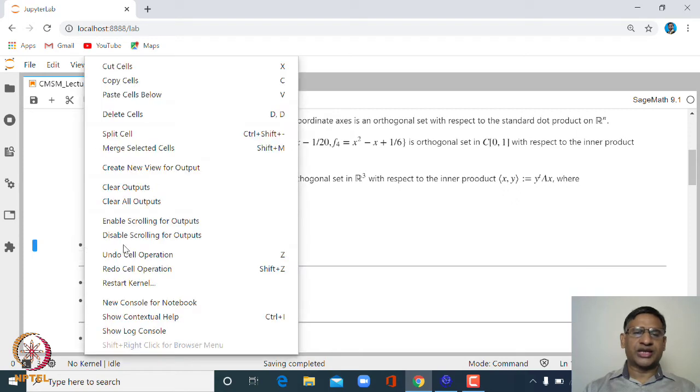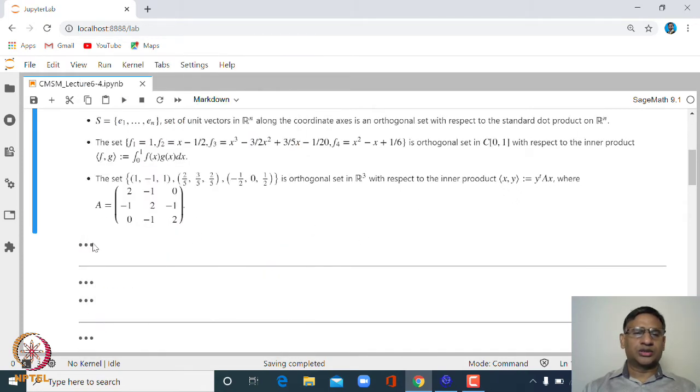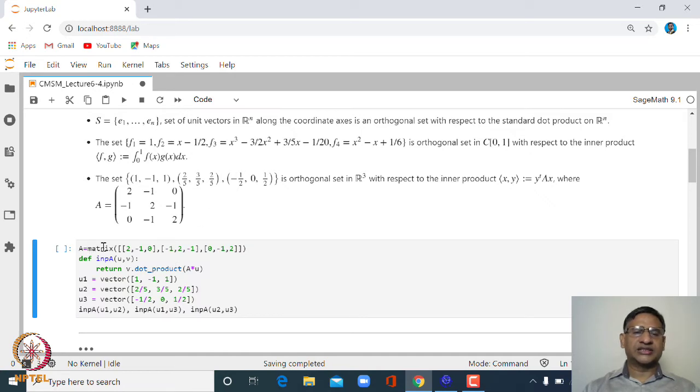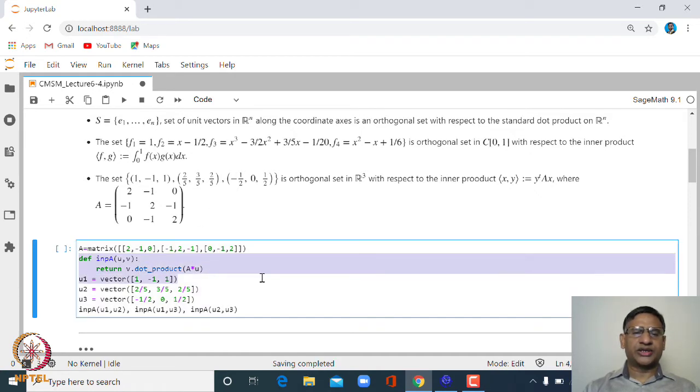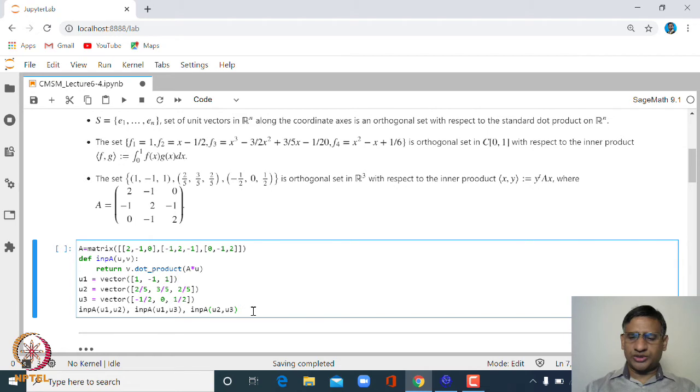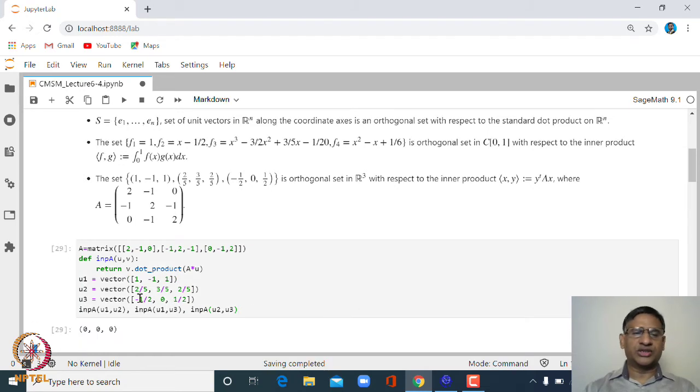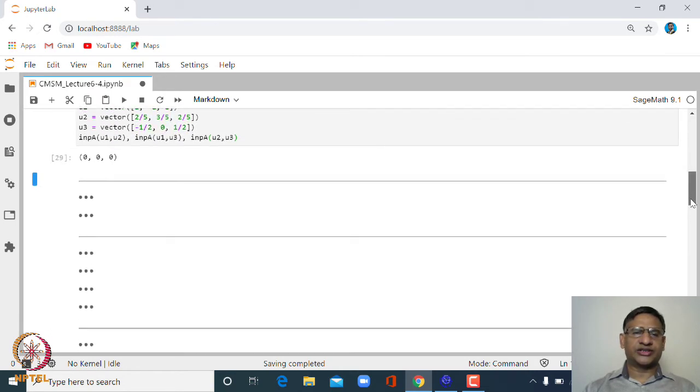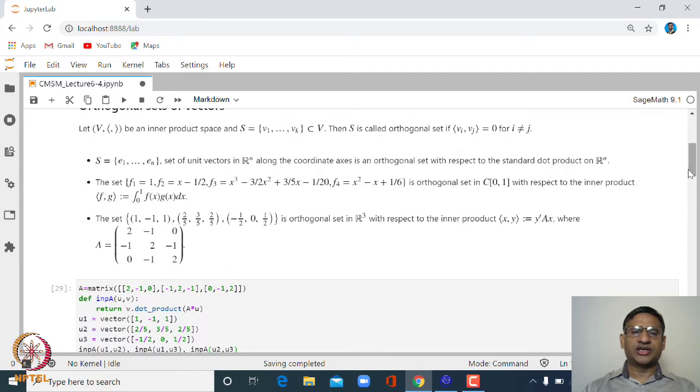So let us check that. Define a matrix A and the inner product, this we have done already, and three vectors u1, u2, u3, and let us check the inner product A of u1 with u2, u1 with u3 and u2 with u3. All of these should give you the answer 0, and that is correct. So these three vectors with respect to this inner product are orthogonal to each other, and therefore this set of vectors is an orthogonal set. Similarly, you can check the previous one. I will leave that as an exercise.